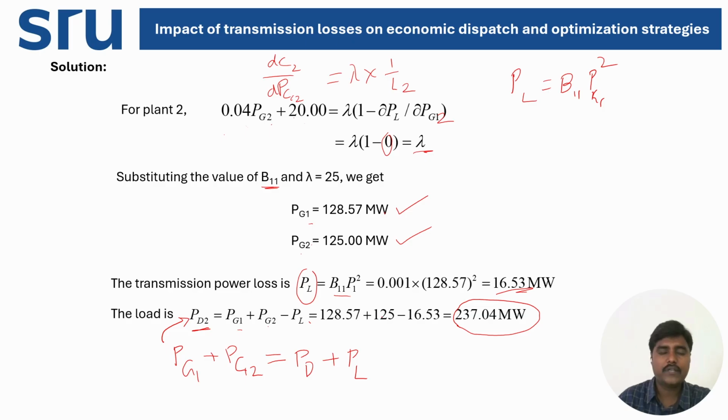The important observation from solving this numerical problem is that whenever you want to incorporate the losses into real time, then you have to take care of the penalty factor. You have to consider the penalty factor. Using that only you can determine all the scheduling powers for each and every power plant.